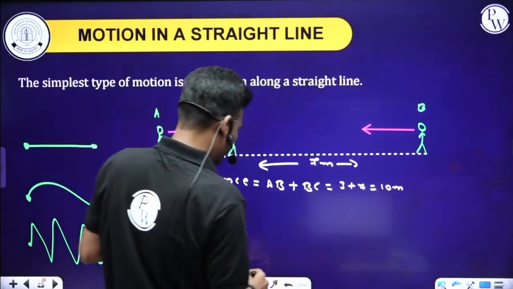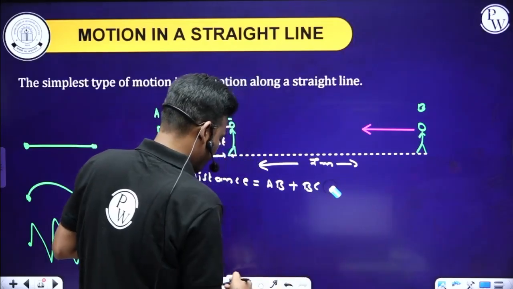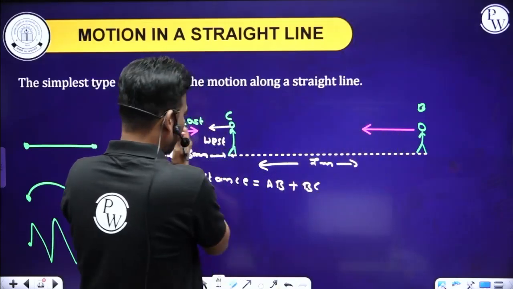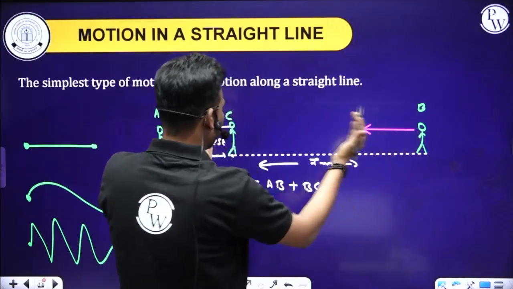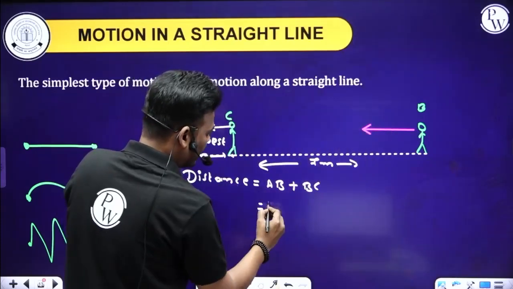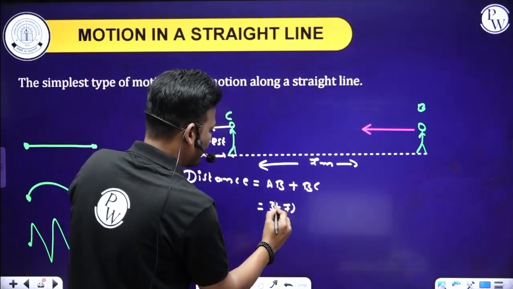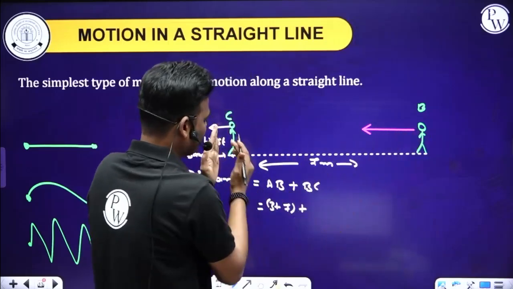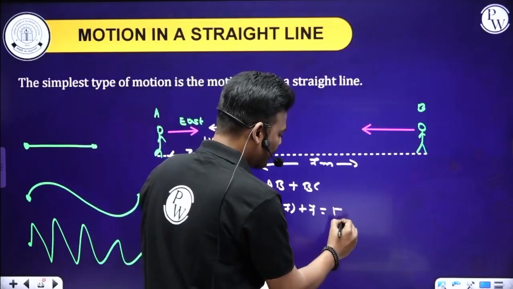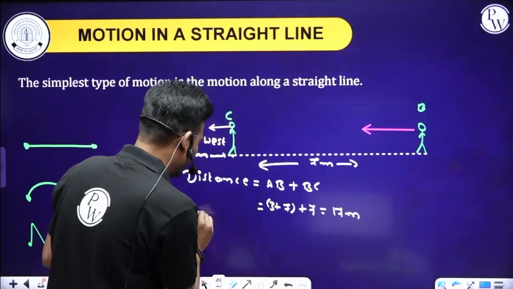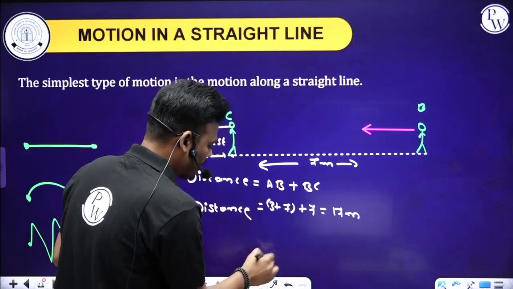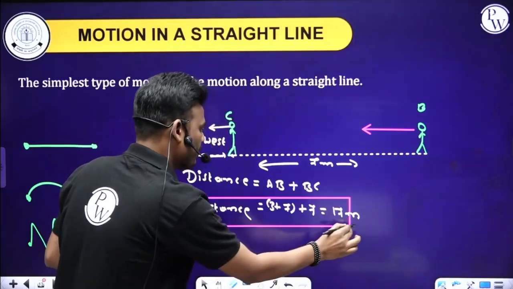Okay. And also here, one more thing you need to add. The body has started from A, reached point B, A to B and B to C. So here AB, what is the distance? A to B, that is 3 meter, plus B to C. What is the length? That is 7. So 3 plus 7, that is 10. 10 plus 7, that is 17 meter. Okay. So this is our distance.